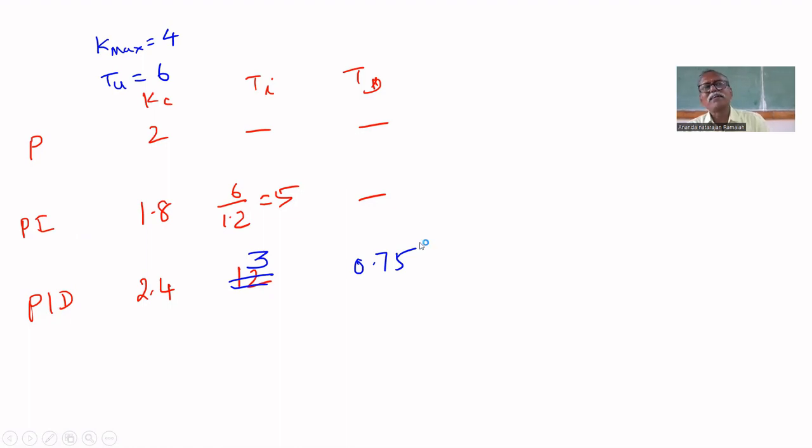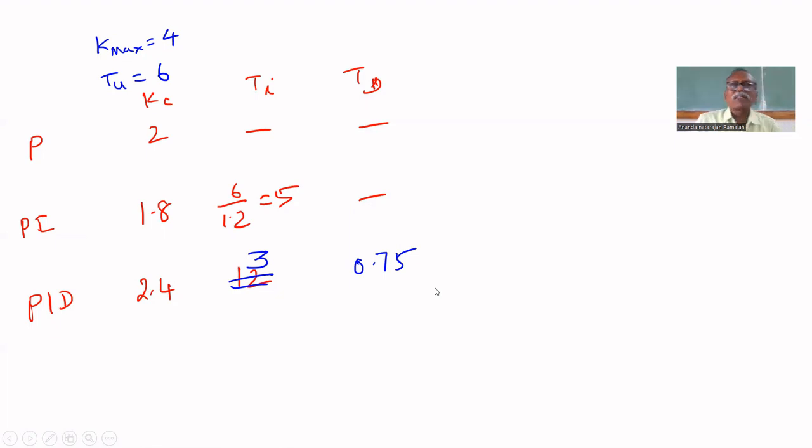There is nothing wrong in it. That's why it is retunable. If you get more oscillation, you can reduce the gain, increase TI, and reduce TD. Like that, you can make adjustments. It is not a fixed rule; you can modify it after seeing the response. This is only a thumb rule. So now let us do simulation for all these parameters: 2, 1.85, 2.43 and 0.75.